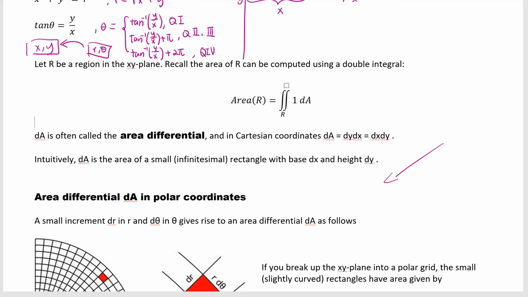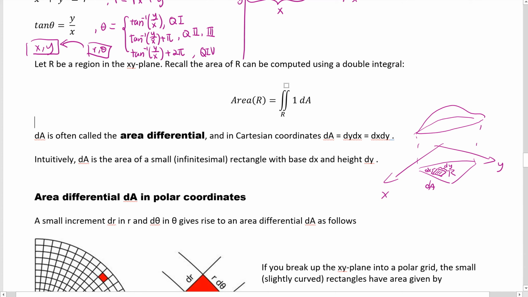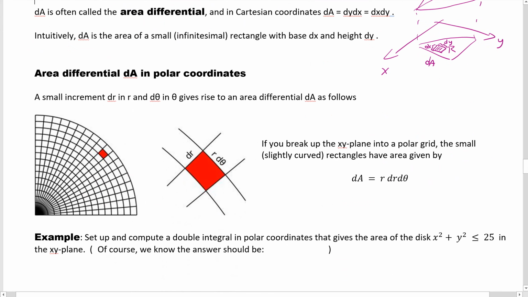Okay, so let me draw a picture again. Let's say this is the region R, right? And then we have some surface on top of it, right? And then the area differential, this is the dA, okay? And we have, this is the x-axis, this is the y-axis, then this is dx, this is dy, okay? Alright, so how about the area differential in the polar coordinates?